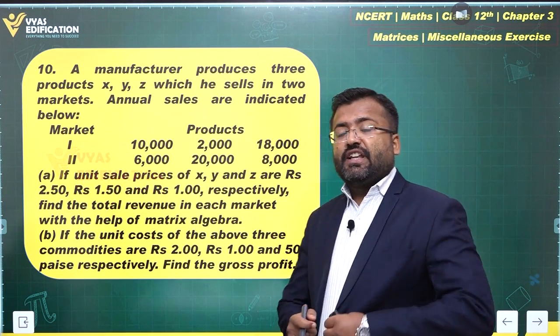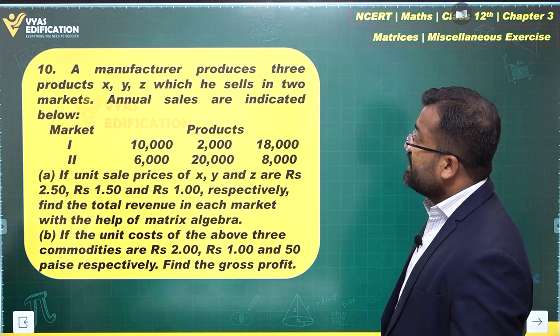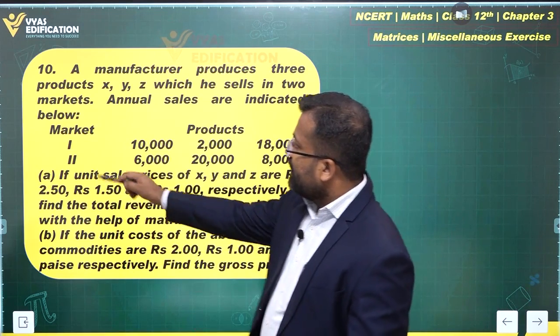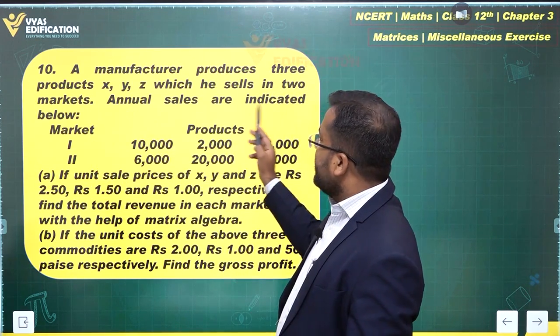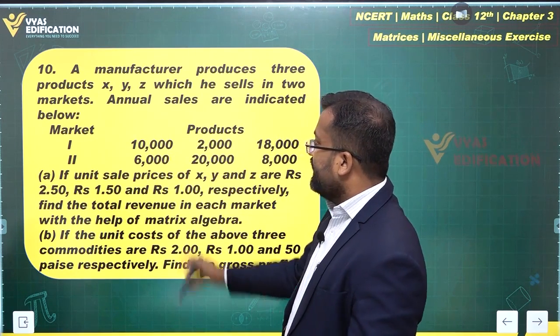Let's discuss this question next. What does this question say? A manufacturer produces 3 products X, Y and Z, which he sells in 2 markets, market 1 and market 2. Annual sales of the products X, Y and Z are indicated below in this table.